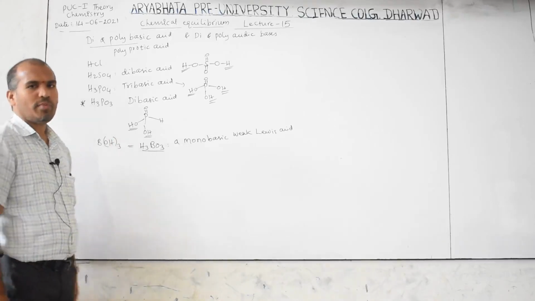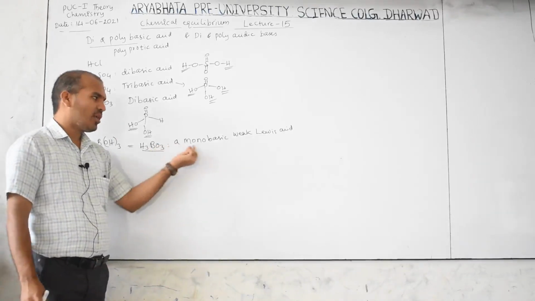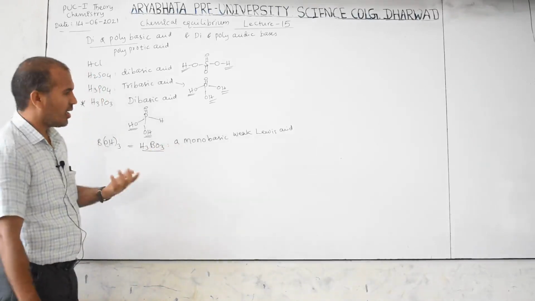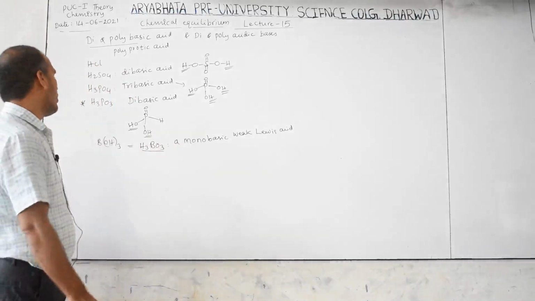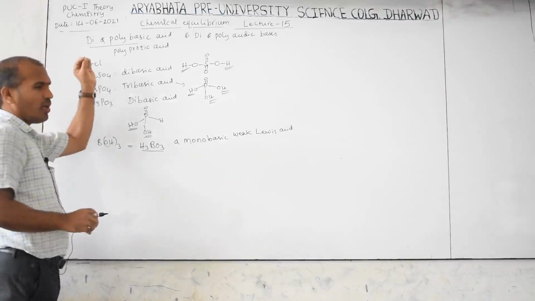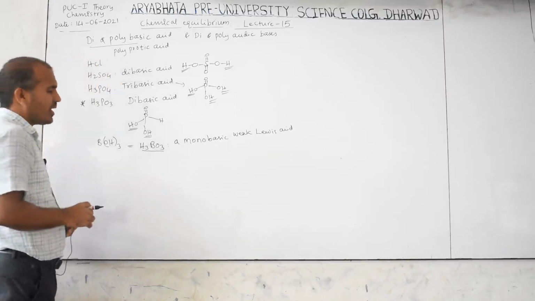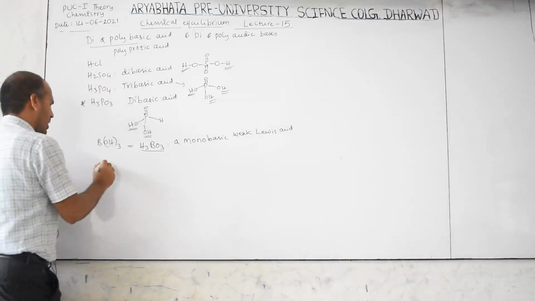Boron is a p-block element, a little bit electronegative. Generally an electronegative element will form an acid. So this is acidic but monobasic. Why it is monobasic and why it is a Lewis acid, the explanation is already given. You studied it in the p-block elements. So now we know polybasic and dibasic acids.